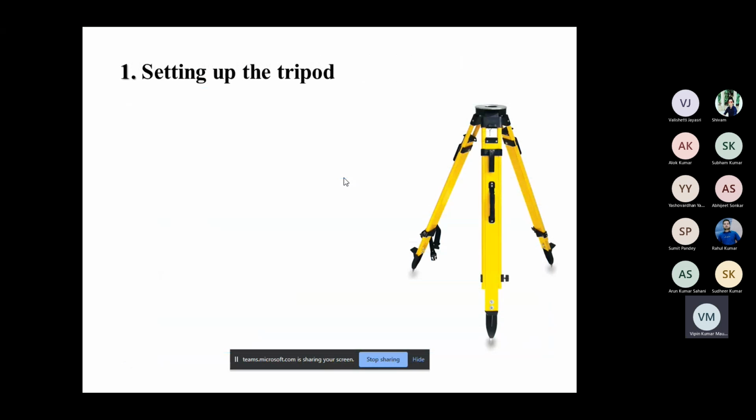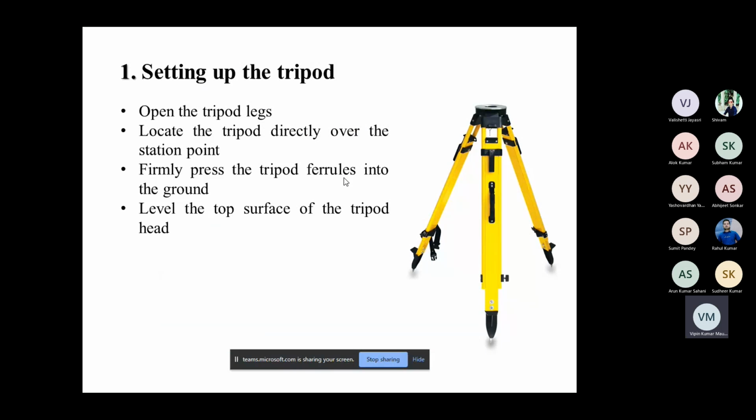So look at the first step. This is the tripod. The tripod has 3 legs. First of all, you have to open the tripod legs and locate the tripod directly over the station point. Okay. Then you have to press the tripod legs with force, and they will go into the ground. Then you have to level the top surface of the tripod. This is the top surface.